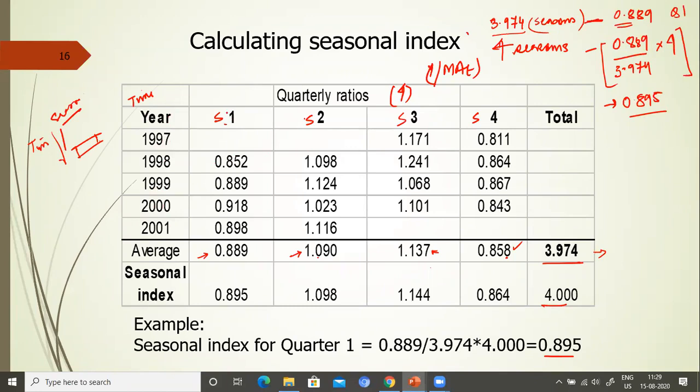So across time, what we do is we look at the season, right? Every season, and sum up the indexes across every season. So we average out the indexes across every season. On an average, season 1 is 0.889. On an average, season 2 is so and so, season 3 is so and so, season 4 is so and so. This much everybody understood, right? Yes or no? Okay.